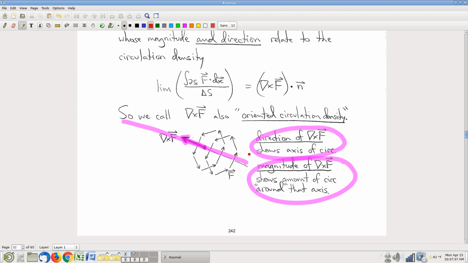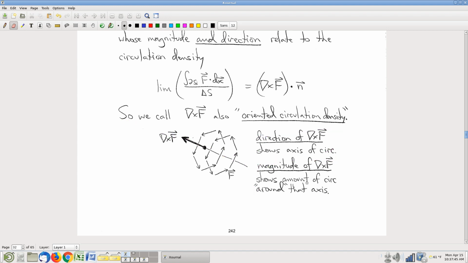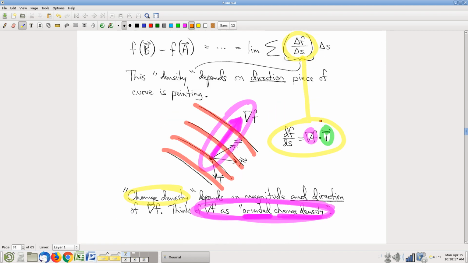Okay, so the gradient plays a role in describing the circulation, again in an oriented fashion. Color coding: the circulation density, how much circulation per unit area, is given by the magnitude of the curl. The direction that this circulation is happening is given by what I call the orientation of the curl, the direction that the curl is pointing. Very strong analogy. By the way, the formula works out to be the same as well.